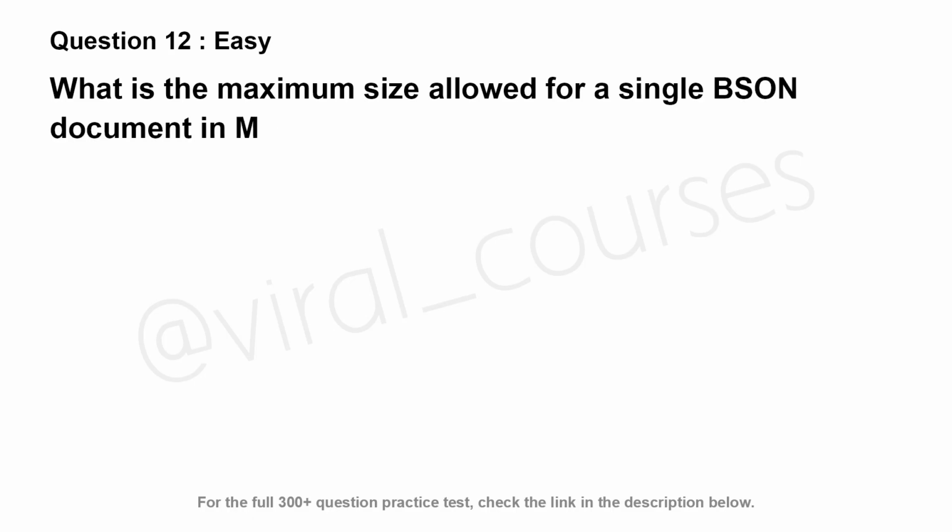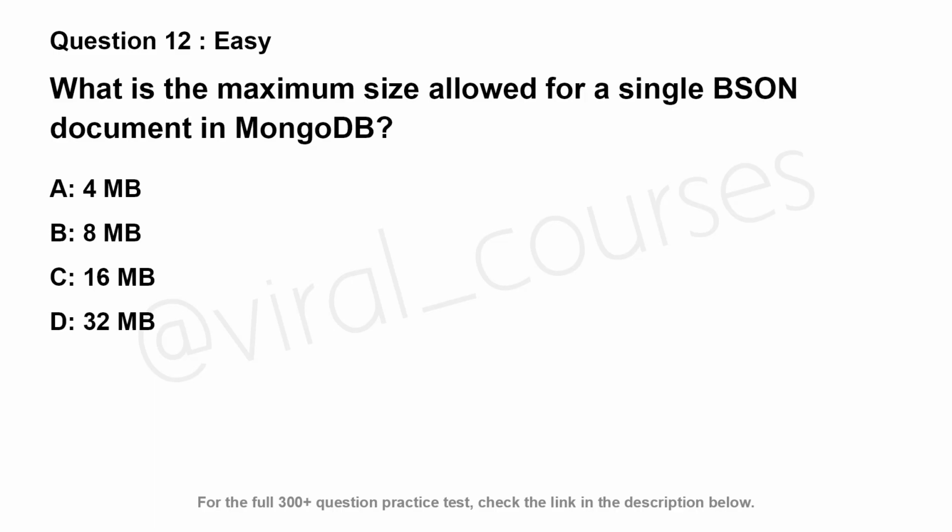What is the maximum size allowed for a single BSON document in MongoDB? Option A, 4 megabytes. Option B, 8 megabytes. Option C, 16 megabytes. Option D, 32 megabytes.